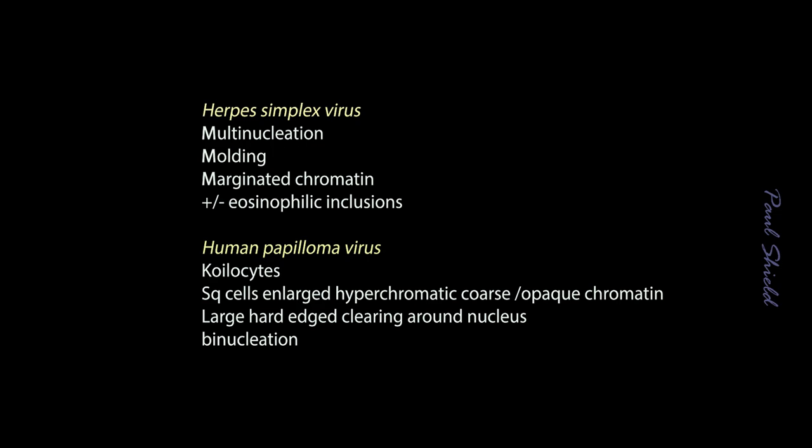So remember the 3 M's for herpes: multinucleation, molding, marginated chromatin. Sometimes you can see eosinophilic inclusions. HPV, typical of low-grade squamous intraepithelial lesion or HPV infection, is characterized by koilocytes, and they are squamous cells with a very large, clear vacuole with a well-defined border to it, and usually some nuclear atypia.